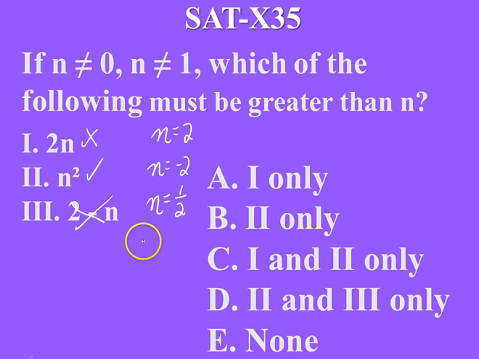N squared would be 1/2 times 1/2, which is 1/4. Now, is 1/4 greater than 1/2? No. So we eliminate that answer. Therefore, all answers are eliminated. Which of the following must be greater? None of them must be, because we can find counterexamples where they are not greater. So the answer is E, none.